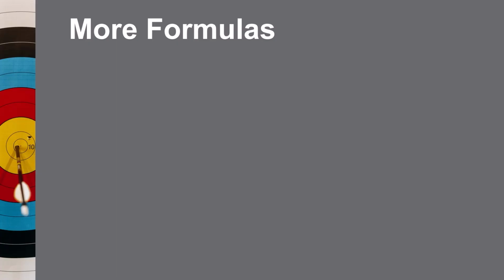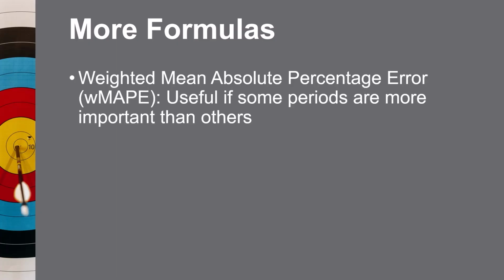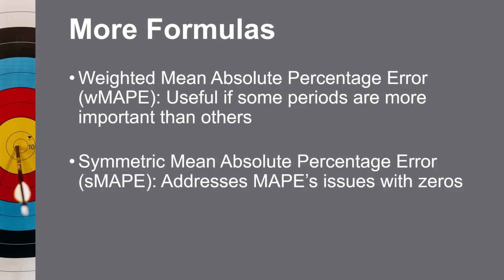If the thought of using statistics to measure forecast accuracy makes you giddy, I'm happy to say there are more formulas to use than you can shake a square root at. Here is a quick summary of some options. The weighted mean absolute percentage error allows you to weight each month, which is useful if some periods are more important than others. Another option is to use the actual amounts as the weighting. The symmetric mean absolute percentage error is a variant of MAPE that addresses MAPE's issues with zero values.